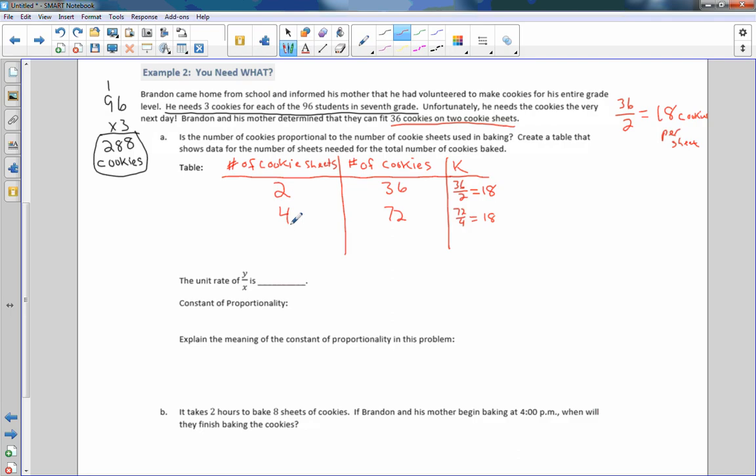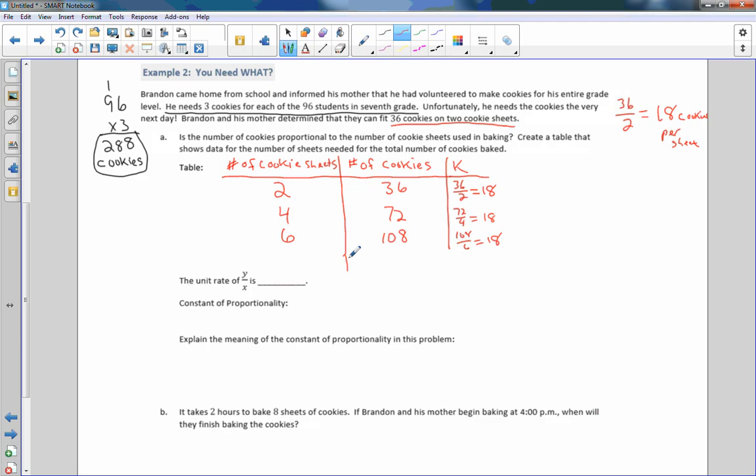So if I continue with this, now let me just use, let's say, 6. That was 2 times 3. 6 times 3 is 18. And 3 times 3 is 9, plus 1 is 10. That would be 108. So therefore 108 divided by 6 equals 18.